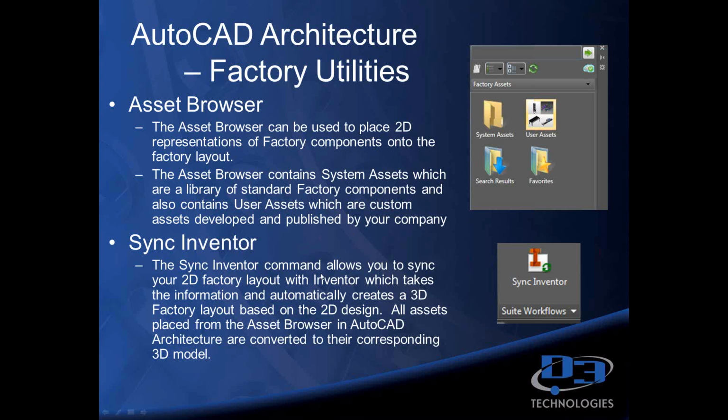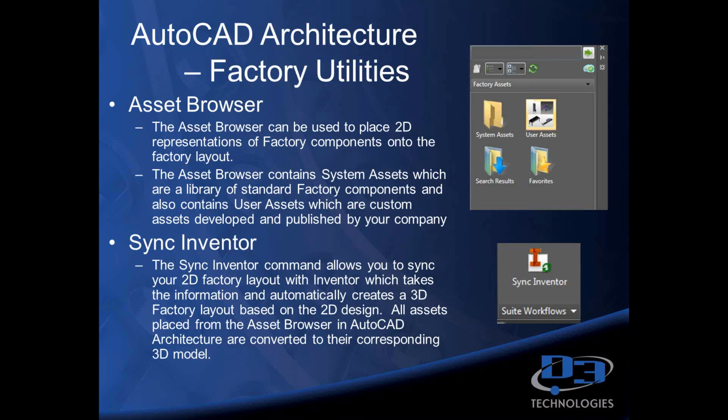So this is the command that, when you're completed with your 2D layout, and you've got all your factory assets placed on the factory floor, your walls defined, your doors, windows, etc., and you're ready to take that and generate a 3D model, you simply hit the Sync Inventor command. This command allows you to sync your 2D factory layout with Inventor, which then takes that information and automatically creates a 3D factory layout based on that 2D design.